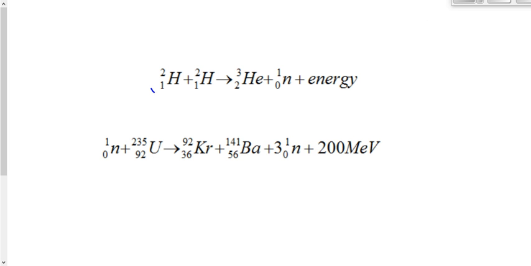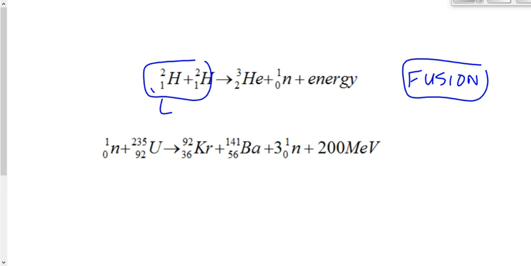There are two types of nuclear equations up on the board right now, neither one of which represents radioactivity. What's the first one called? It's not radioactivity, it's nuclear fusion, right? Nuclear fusion, because it involves two lighter nuclei fusing together to form one heavy nucleus.